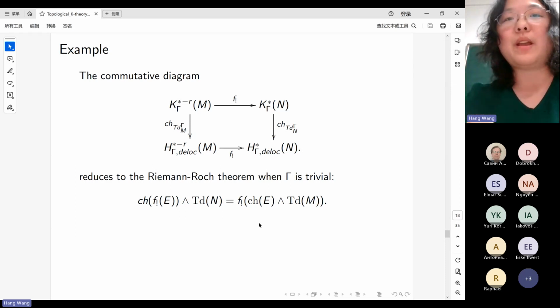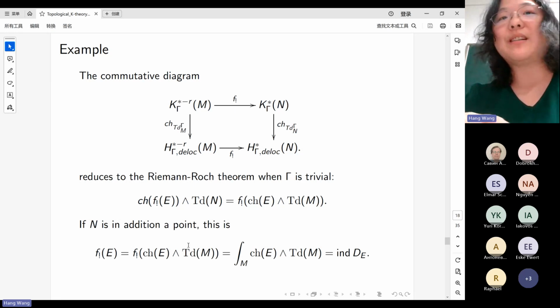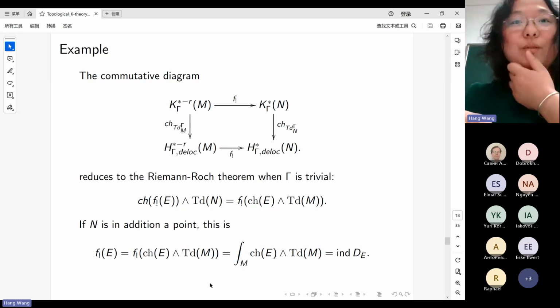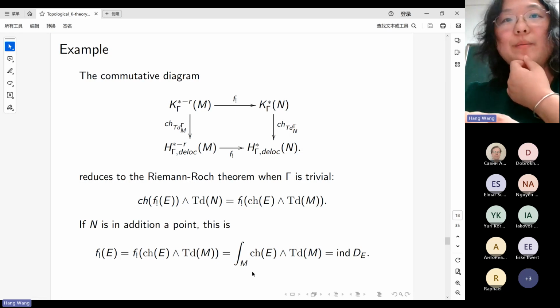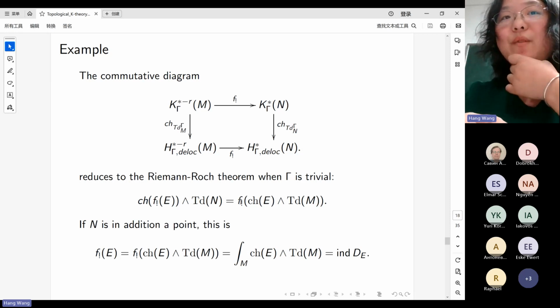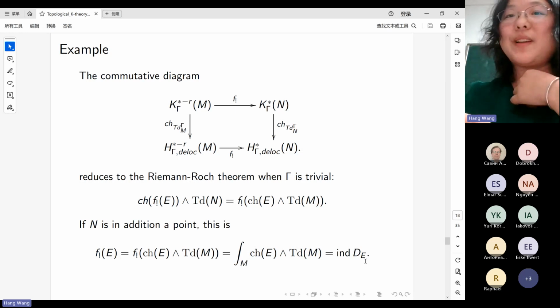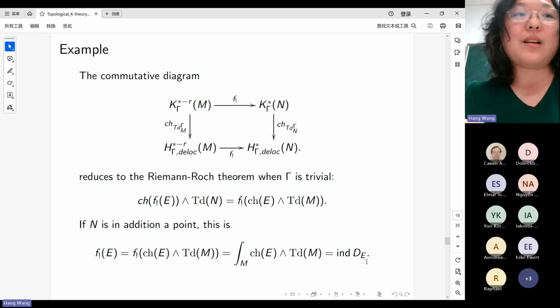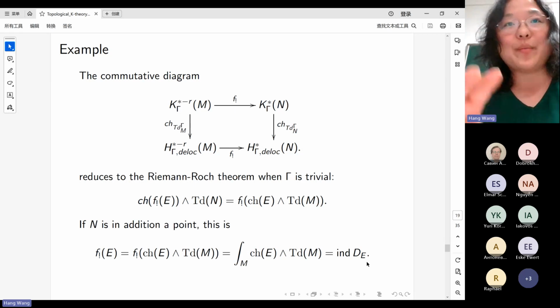And furthermore, if we assume N being a point, in this case, this Todd class of N would just be nothing. So the left-hand side would just be F shriek of E, and the right-hand side, on the cohomology level, the push-forward map is just integration on the fiber M. So the right-hand side will give you the topological formula for the index of the Dirac operator twisted by this vector bundle. So this really implies the Atiyah-Singer index theorem.